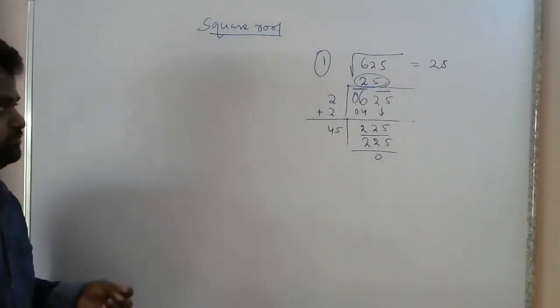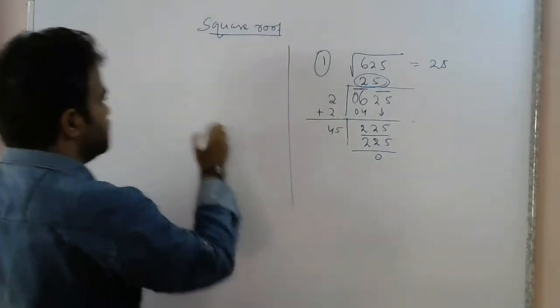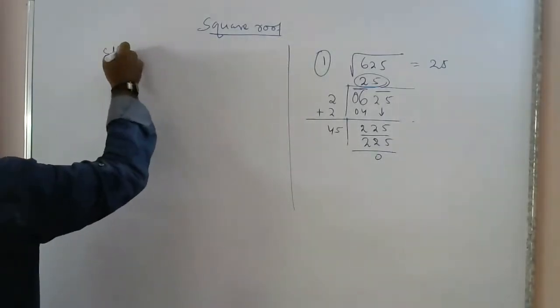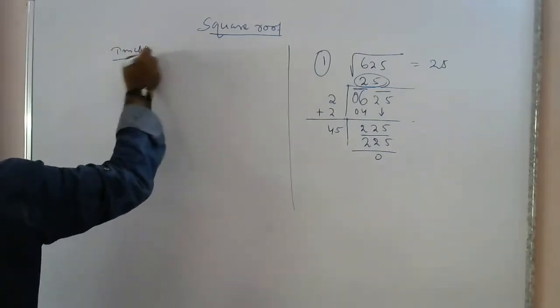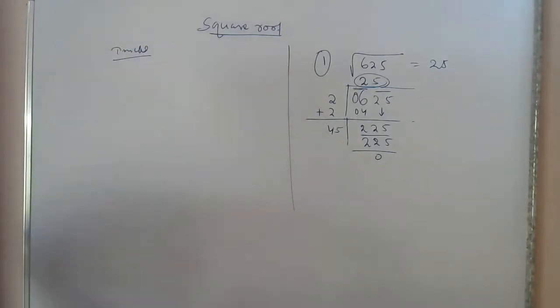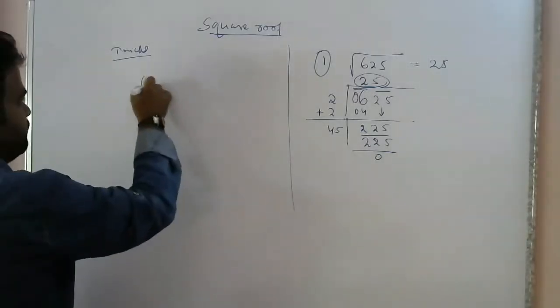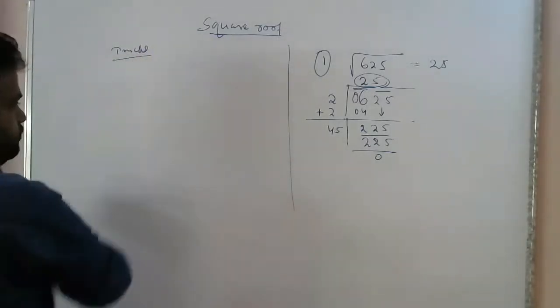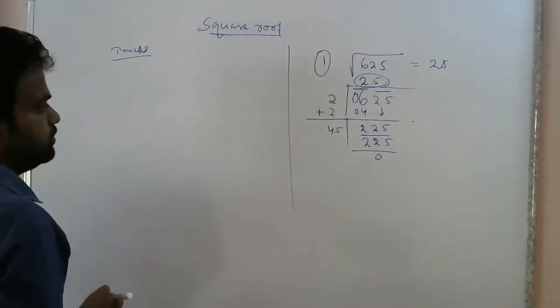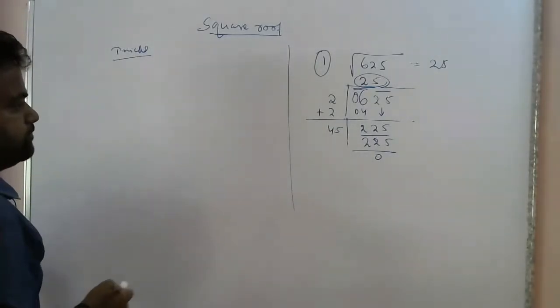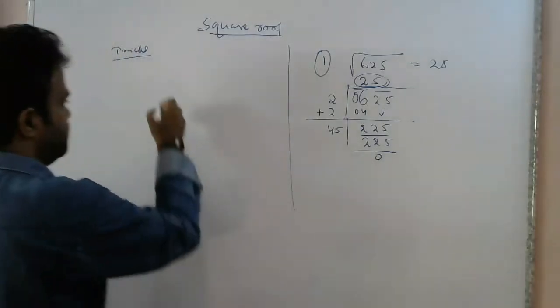Now the shortcut method, the tricks method. So what is the trick? We will not do it for 625. Let us do another number. Suppose let's calculate 30.